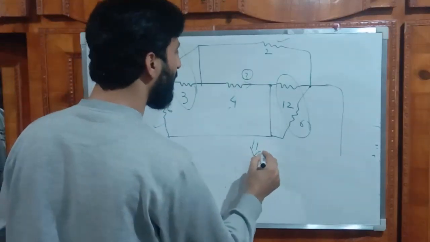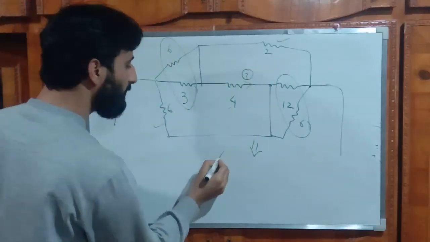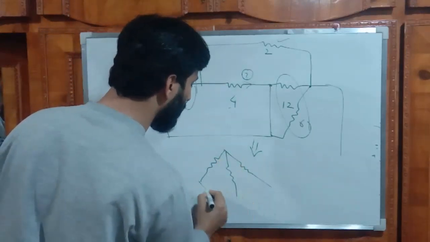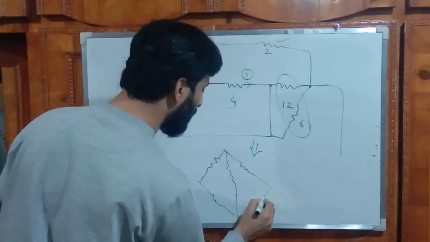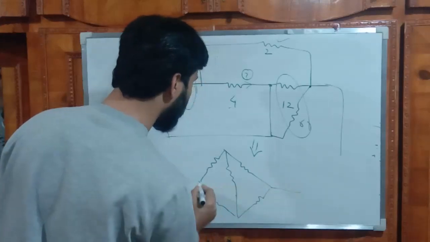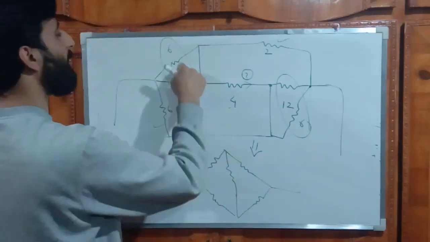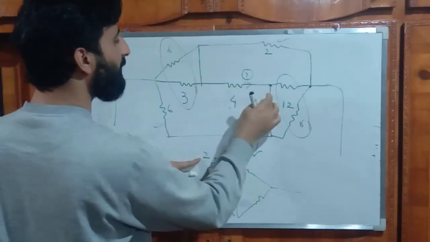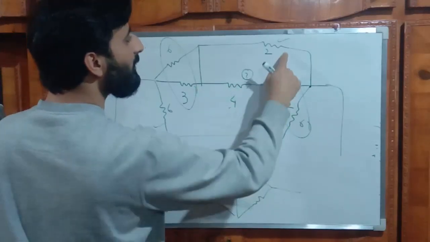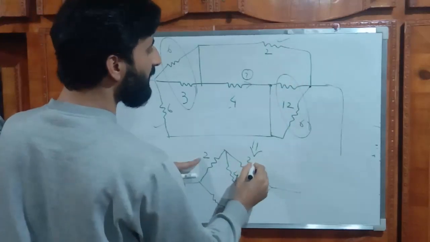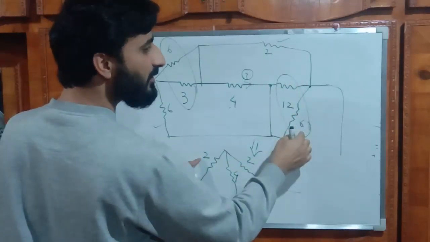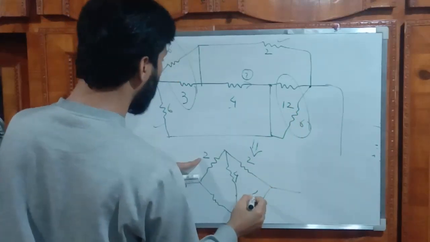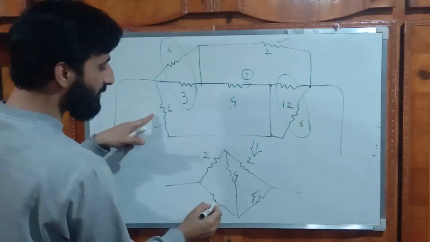So I can redraw it, and this will be like this. This one is the combination of these two, so this is 2. This is the bridging between left and right, so it is 4. This one 2 will stay there. 12 and 6, that is 4 ohm. This will be here, and then we have the 6.